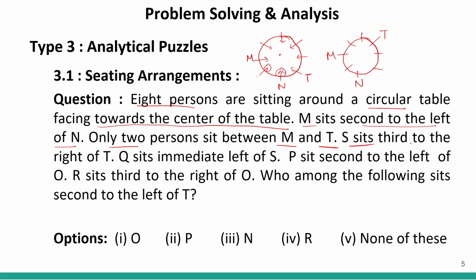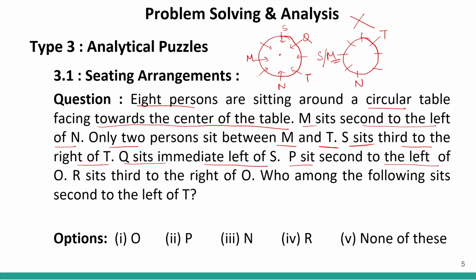Now, S sits third to the right of T. So T is over here, right will be in this direction. So 1, 2, 3, S will sit over here in possibility 1. Over here, T is over here, S has to sit third to the right. So 1, 2, 3, S will sit over here. Is this possible? No, because M is already fixed in this position. So we will continue with diagram number 1. Q sits immediate left of S. So S is over here, immediate left will be over here. So Q will sit over here.